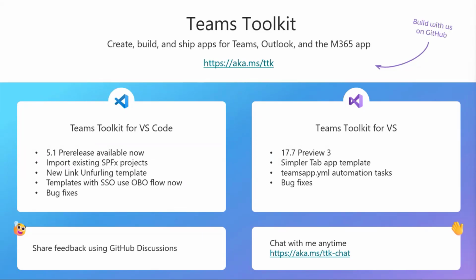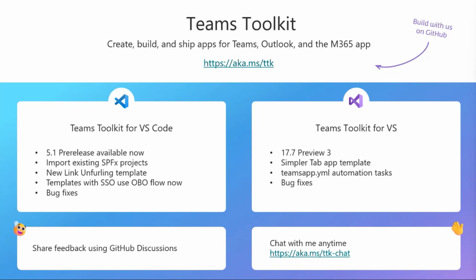Okay, 5.1 pre-release for VS Code is out today. I put a couple bullet points here. You can read through those, but some small features, but it's mostly some quality of life improvements and some bug fixes for the pre-release. And then we are also full steam ahead on working on the Teams Toolkit for VS. So 17.7 will hopefully be where we can GA that experience.